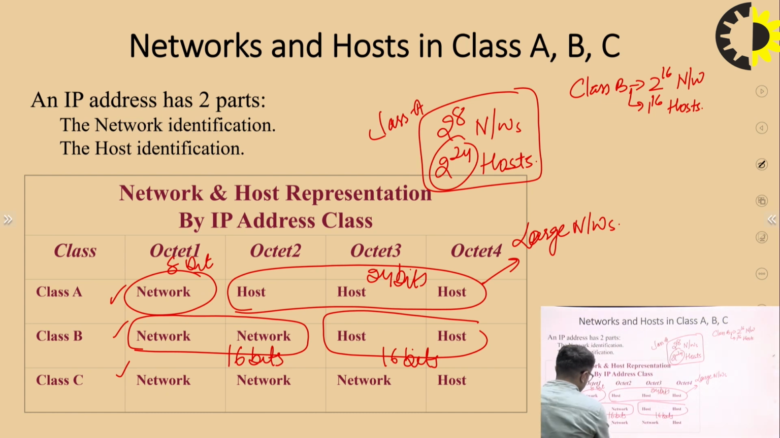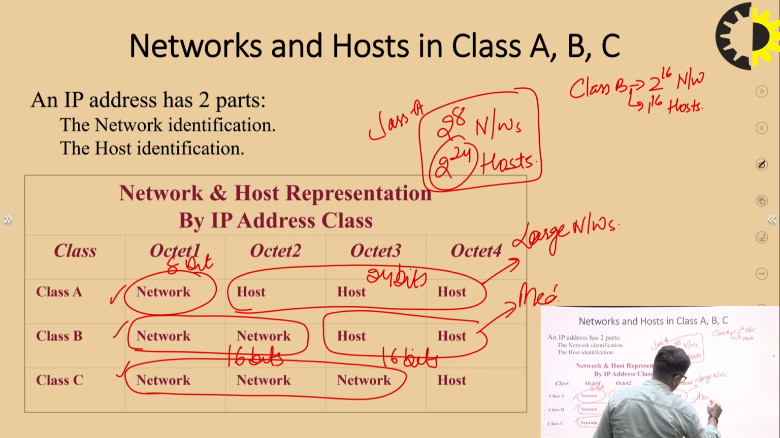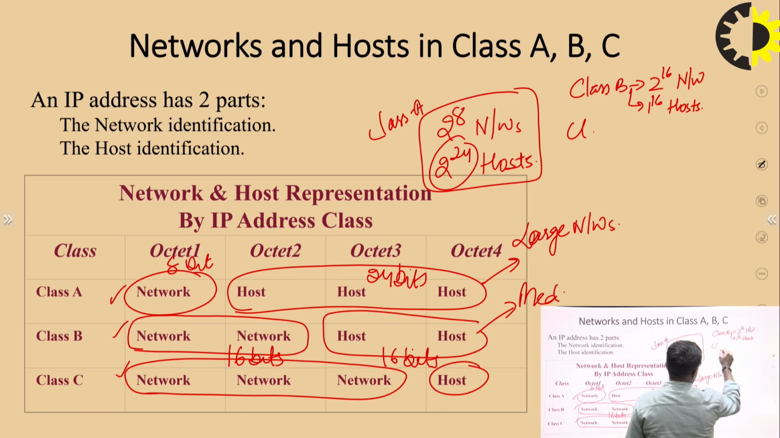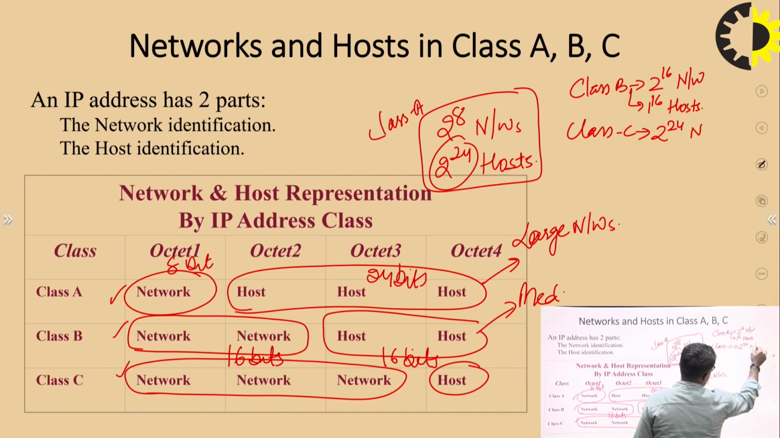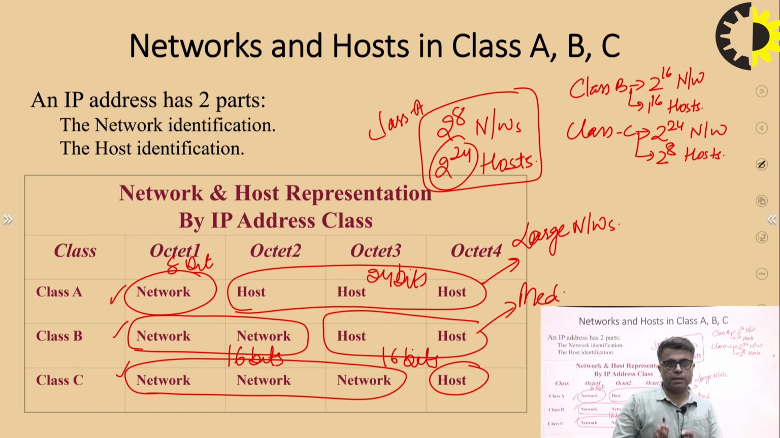Similarly, class C is for small networks, while class B is for medium networks. In class C, 2 raised to power 24 are the networks and 2 raised to power 8 are the hosts. So this is the bifurcation of the IP address into the host part and the network part.